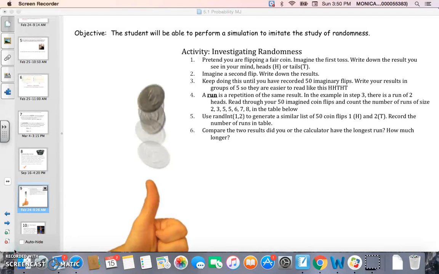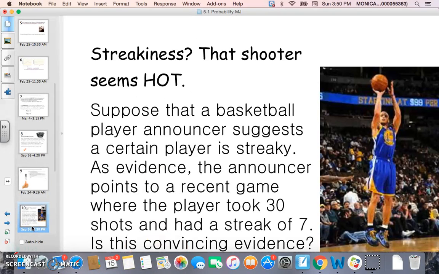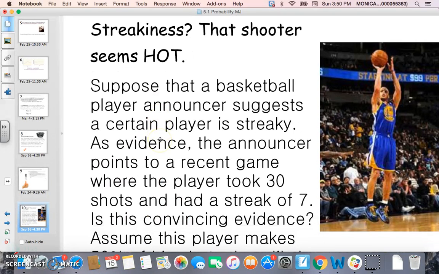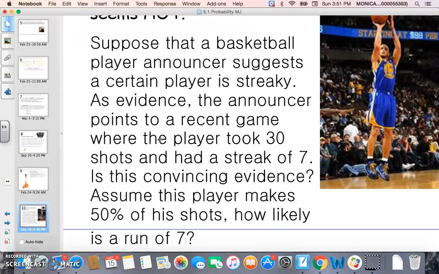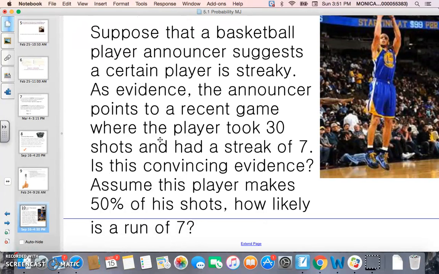And here's a more striking example than a coin toss. If we look at streakiness, like when we say a shooter is hot. Suppose that a basketball announcer suggests a certain player is streaky. As evidence, the announcer points out that in a recent game the player took 30 shots and had a streak of 7. Is this convincing evidence? Assuming this player makes 50% of his shots, how likely is a run of 7?